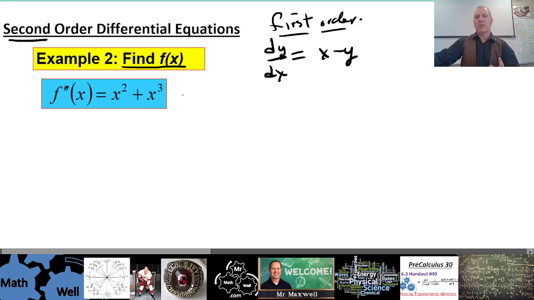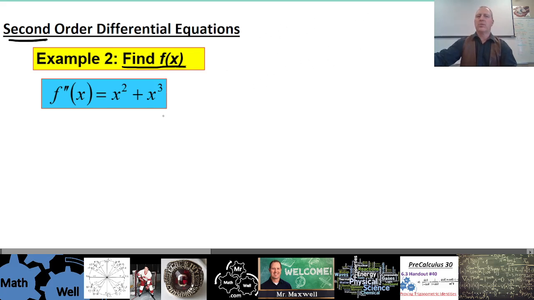Now, when it gets to the plus c, because we aren't given any initial conditions here, we're not going to be able to replace the c with a constant or determine what the actual number is. We're just going to have to leave it as c. So again, second order, we're going to have to integrate twice. So let's integrate first.